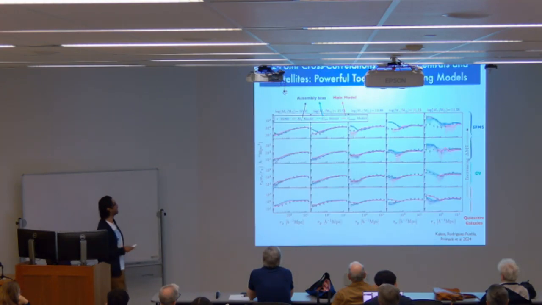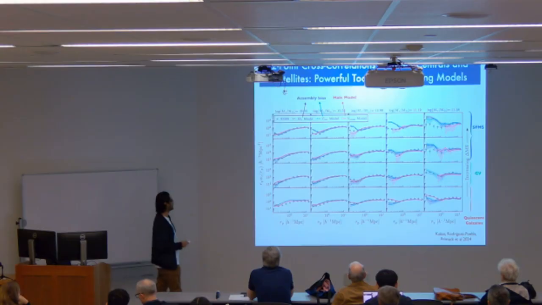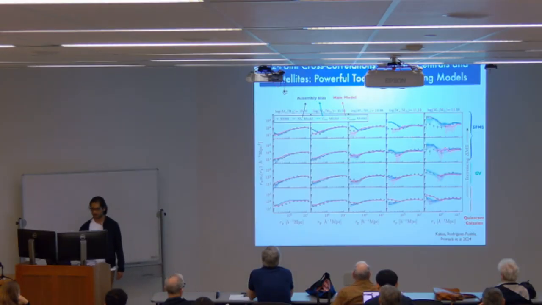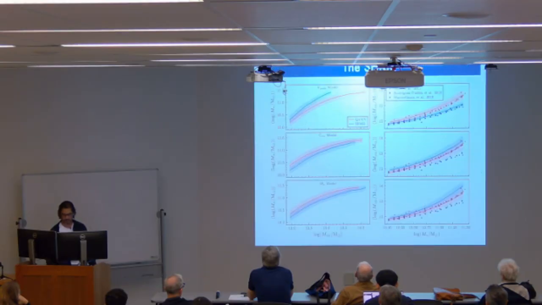Now, if we go to the cross-correlations that I showed before, you can see that the models that predict assembly bias are in tension with the observations. But the model where halo mass is the king in predicting the star formation rate is in better agreement with the observations for the cross-correlations.